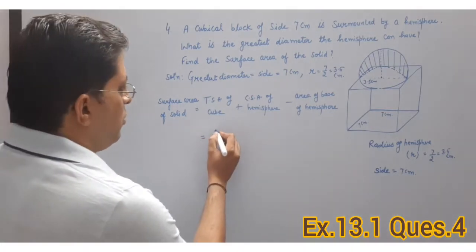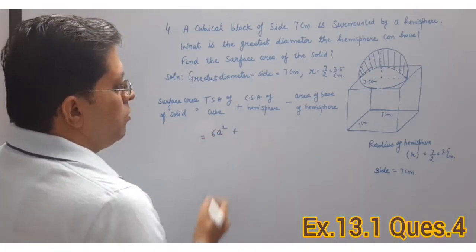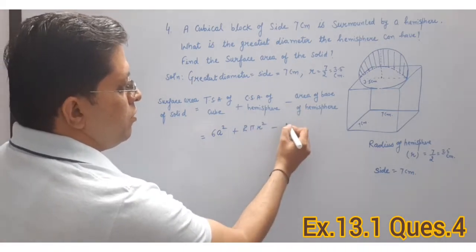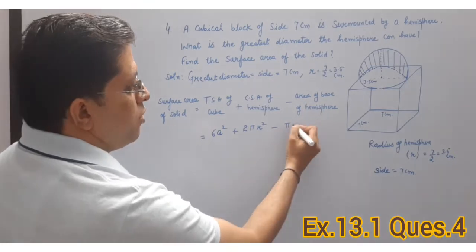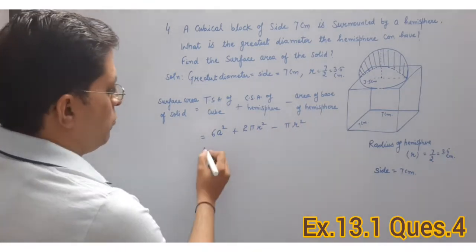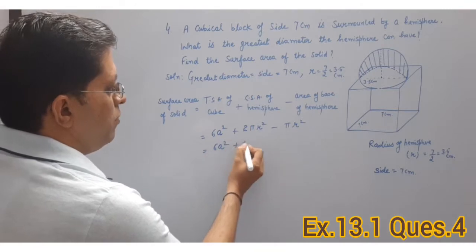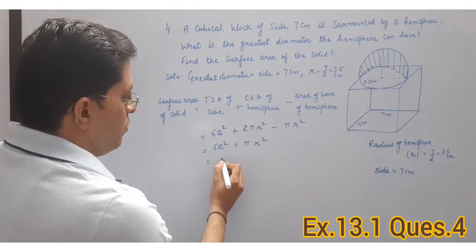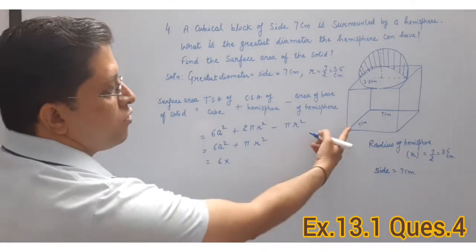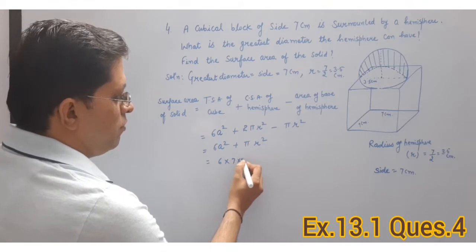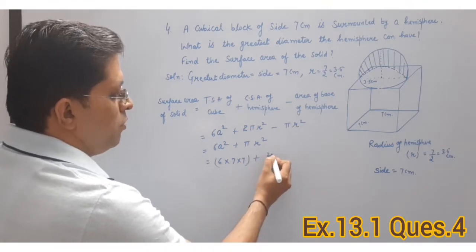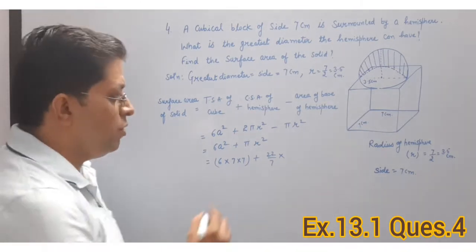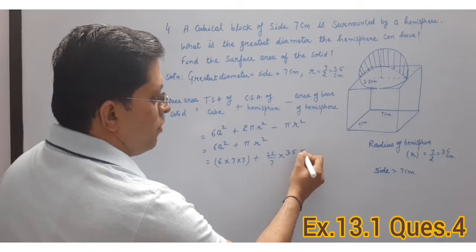This is 6 into side square. CSA of the hemisphere is 2 pi r square. This is the circular base of the hemisphere, which is pi r square. So 6 a square plus 2 pi r square minus pi r square is pi r square. 6 into a square, a is 7, side is 7, 7 into 7. Then 22 upon 7, and radius is 3.5. Take 3.5 into 3.5.